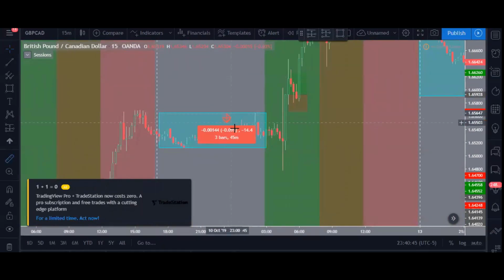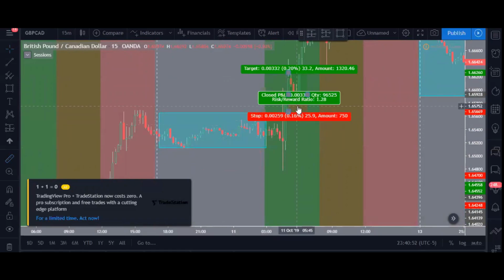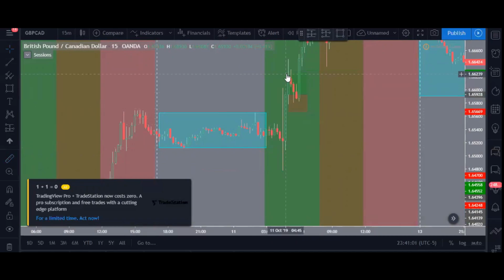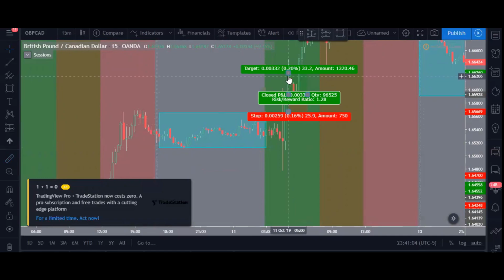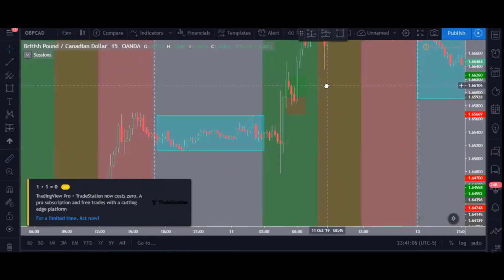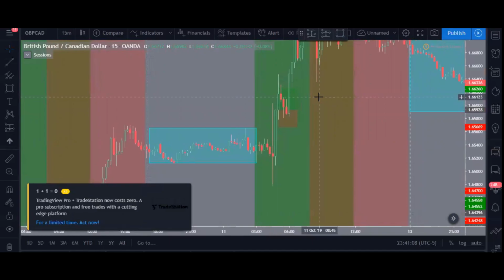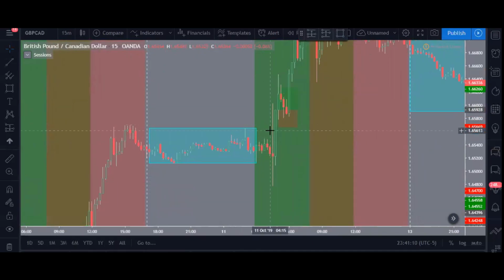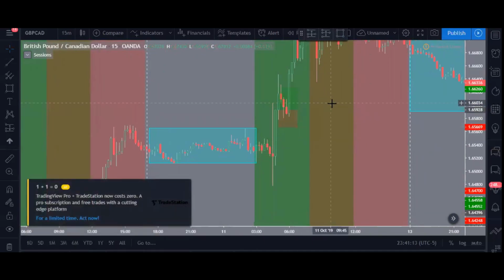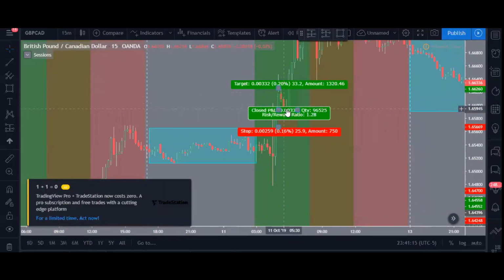So we've got a 52, 53 pip box. So half of that, you're roughly 25, 26 pips, going for a 33 pip take profit. In one 15-minute candle, your first take profit is hit. At that point, stop loss would be moved to break even, and it would have come back down and taken me back out on this red candle right here.